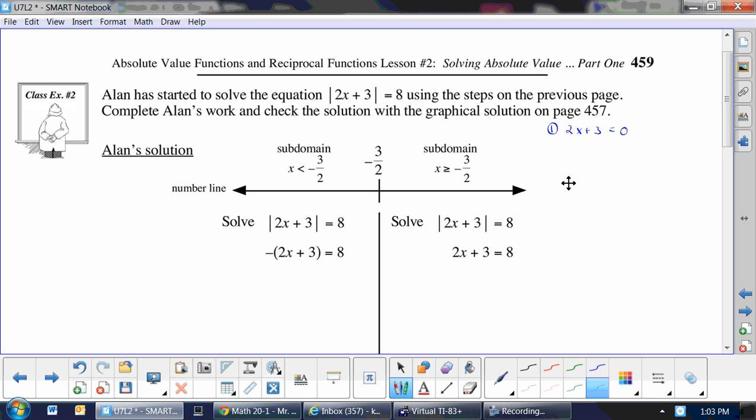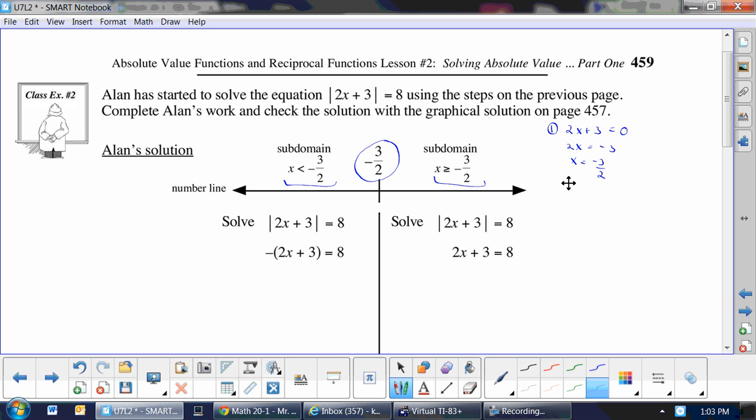to 0, like that. And then you solve for x, so we'll go, okay, 2x is equal to negative 3, x is equal to negative 3 over 2. Okay. So that number is this one right here. So that's how we're going to split up what we call our subdomains. So we know in one subdomain, we have x is greater than or equal to negative 3 over 2. And in the other one, we have x is less than negative 3 over 2.